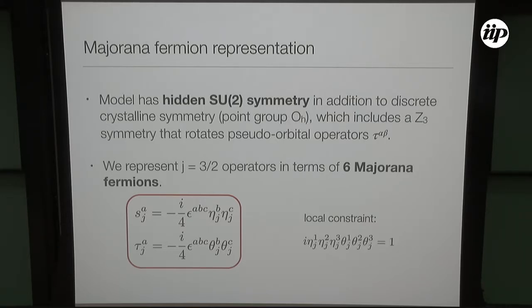With the symmetry considerations, you can then write down a representation of the J equals 3/2 operators in terms of Majorana fermions. Now, to represent 4 states, you actually need 6 Majorana fermions, and they're represented like this. The pseudo-spin S is mapped to some bilinear of Majorana fermions called eta. The pseudo-orbital operator is mapped to a bilinear of theta Majorana fermions. And again, we have a local constraint, like a Z2 constraint.